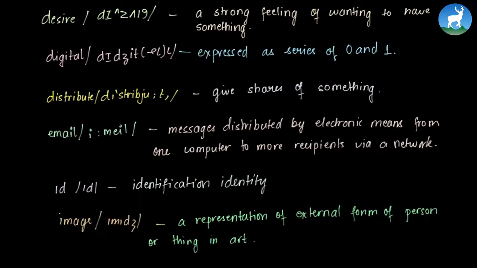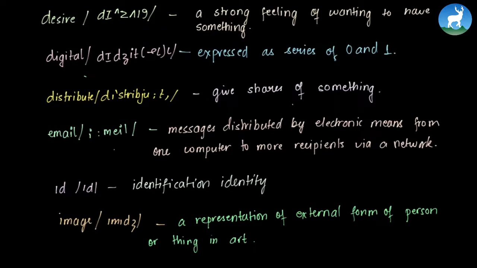So the first word is desire, and it means a strong feeling of wanting to have something. Similarly, after desire comes digital. Digital is expressed as a series of 0 and 1. Next is distribute, which means give shares of something.